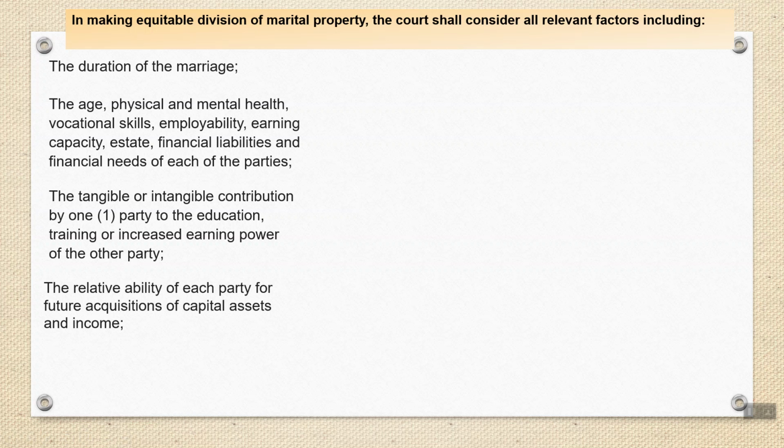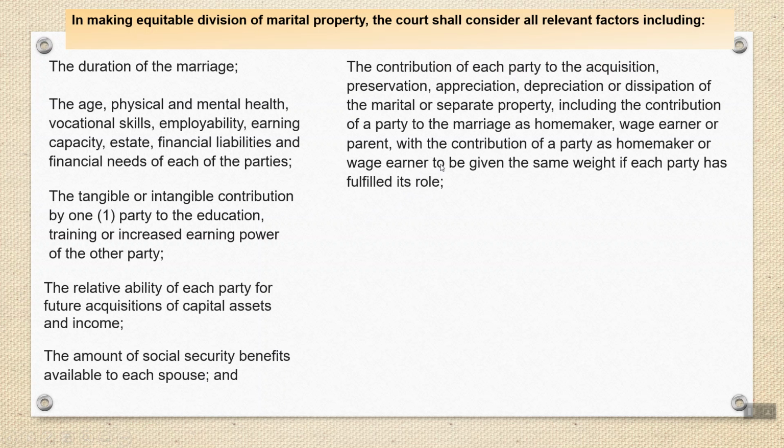The ability of either party to acquire future acquisitions, capital assets, what their earning ability is, and what Social Security benefits will be available to the spouses when the time comes. The contributions of each party to the acquisition and preservation of the property, including whether they were the wage earner or the homemaker, as the statute refers to. So either is given the same weight.